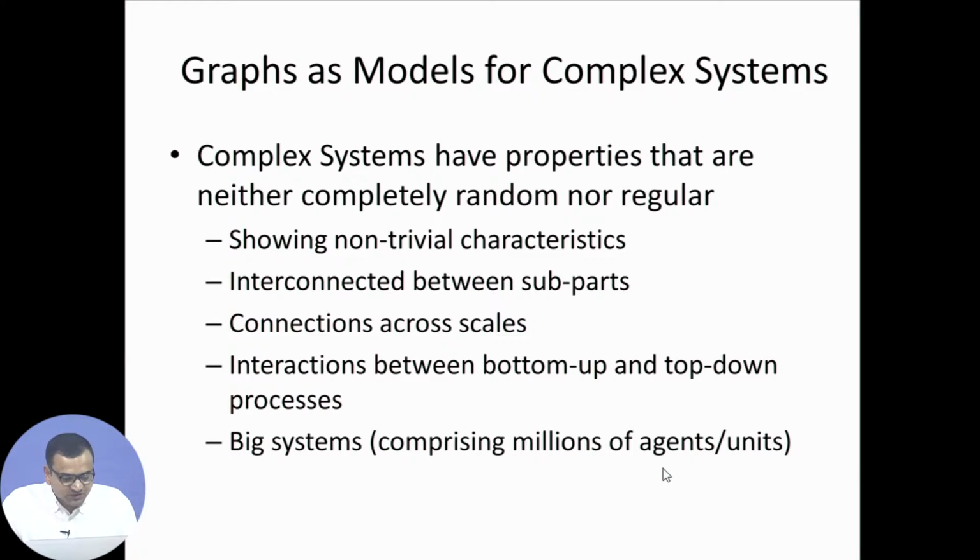So we consider the brain as a network, and this is somewhat driven by the view of the brain as a complex system. And complex systems, as we talked about yesterday, are neither completely random nor completely regular. They are in between, so they show non-trivial characteristics. They consist of several subparts, and these subparts interact with each other. There are extensive connections across scales, interactions between bottom-up and top-down, and in the end it is a big system, meaning there is a large number of interacting agents.